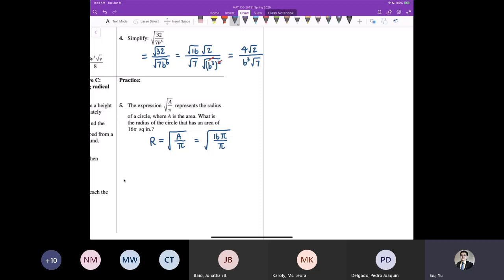This is the example where most of the time we will simplify the radicand first, the expression inside first, and then take care of the radical sign. In this case, the quotient you could cancel out with the pi's from the top and the bottom. We have radical 16 left. Radical 16 is simply 4, and that's the radius of the circle. And we could put a unit there, it's 4 inches. And that concludes 8.1.